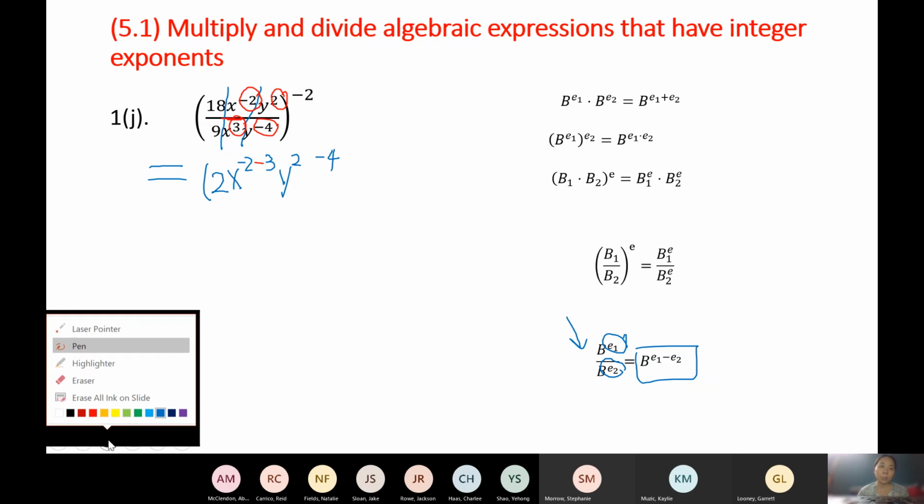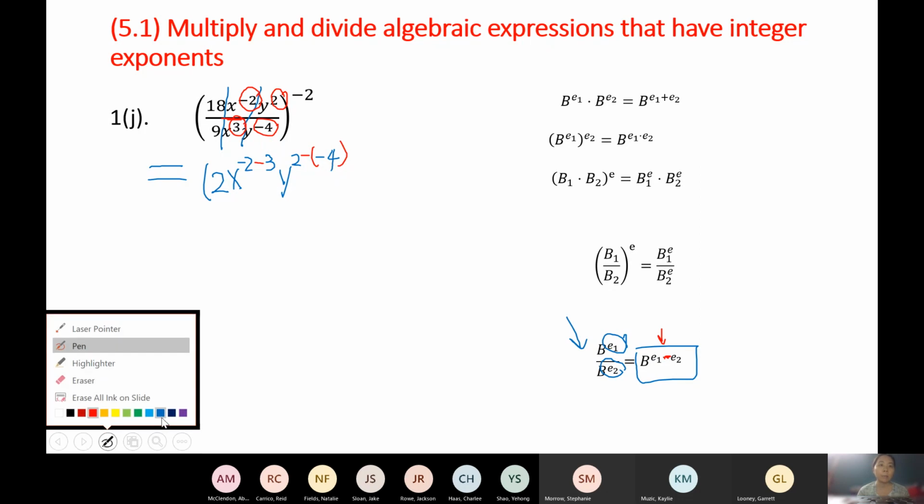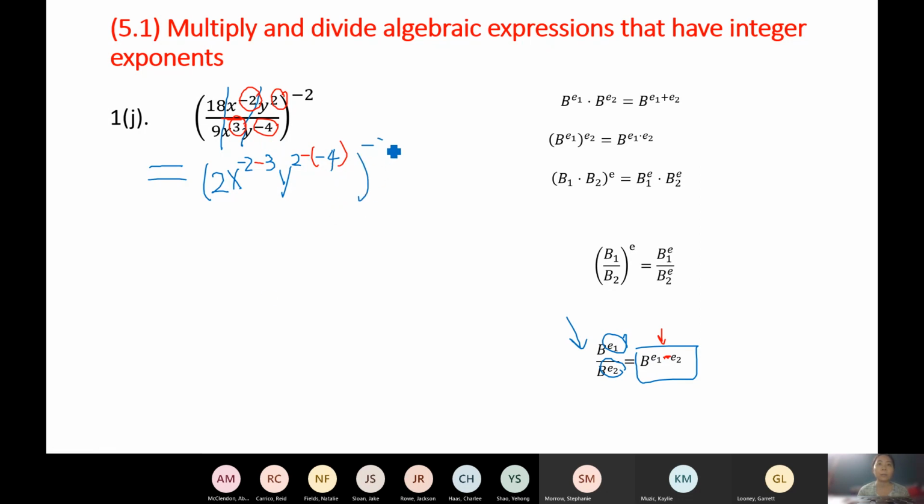I think a few students just did a 2 minus 4, but there's another minus sign between them. This minus sign in red comes from the formula. The formula tells us to subtract the exponents, but that blue minus sign comes from the exponent of y. So there will be a minus minus there. So that's why I was saying this is tricky. So you just have to be very careful when you do this.